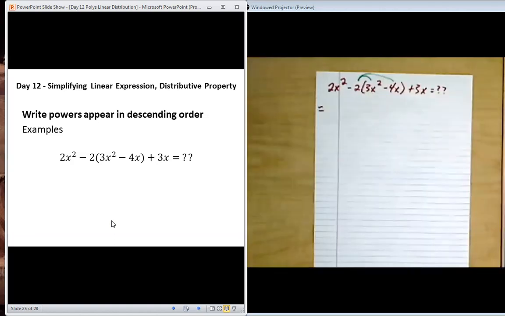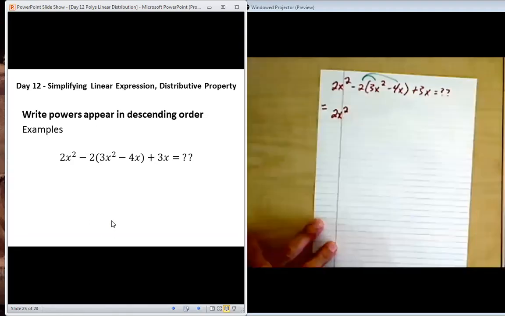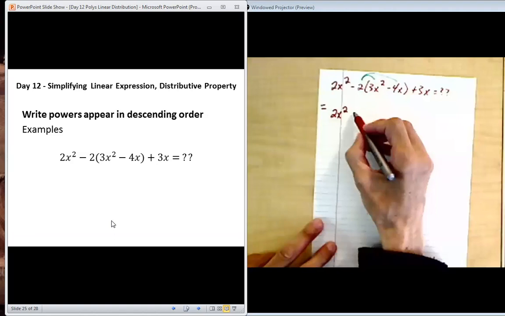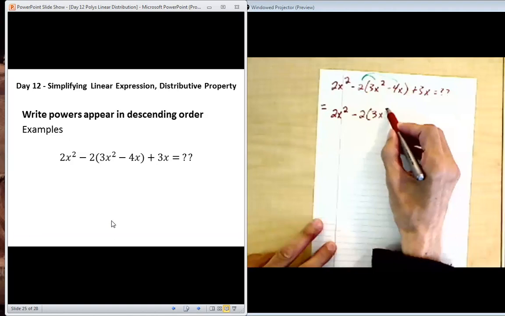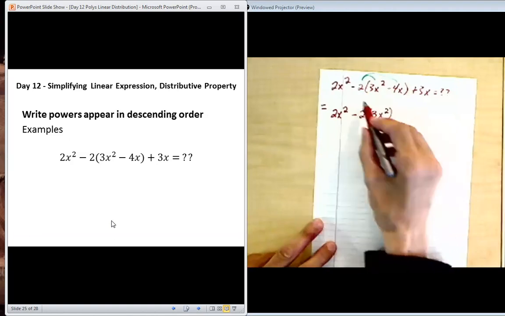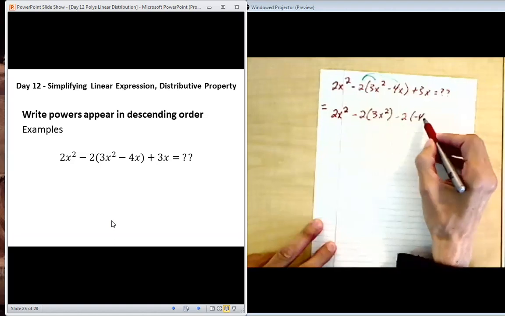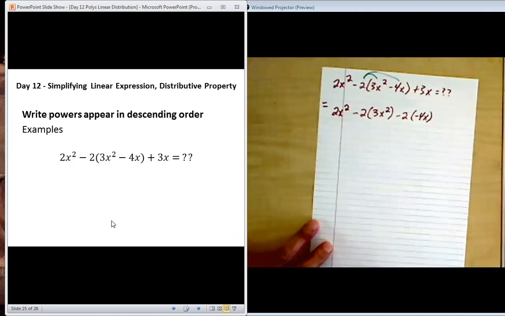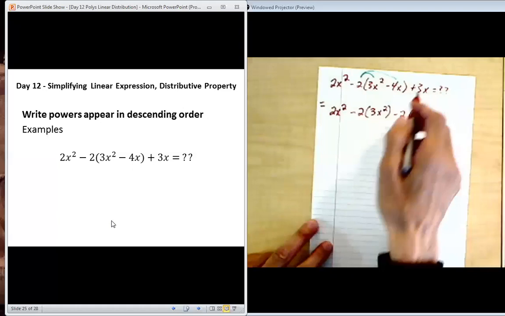Okay, so we got this 2x squared just coming down. This minus 2, I'll show it as this for now, but minus 2 times 3x squared. And then minus 2 times, watch that, minus 4x. Plus 3x, bring that down.